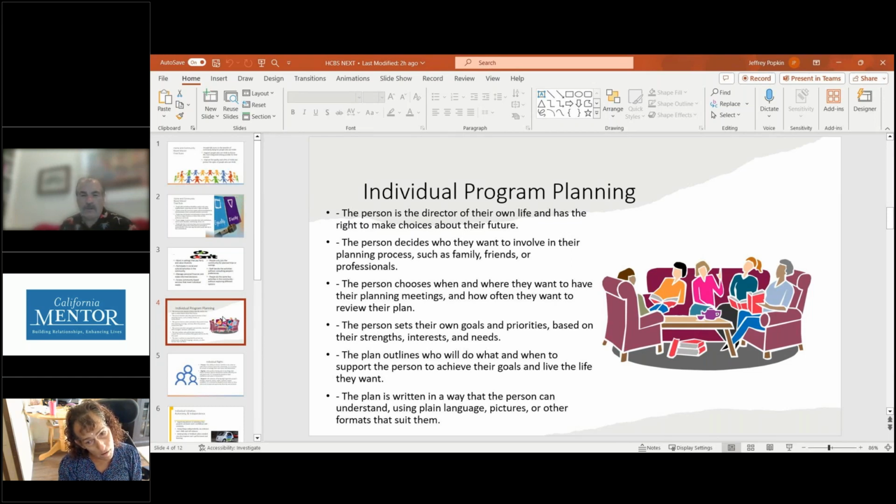The plan is written in a way that the person can understand, using plain language, pictures, or other formats that suit them. So you want to make sure that when you're writing the plan, you're not writing it in that sort of language. One of the things that people accuse me of sometimes, and they're right, is I use a lot of alphabet soup. So I may be talking and I might say HCBS, IPP, IFSP, QRP, and people go, what in the heck is he talking about? So we need to make sure that the language we use is language that people fully understand and are comfortable with.